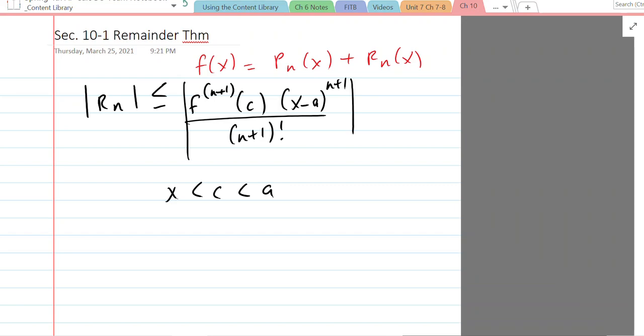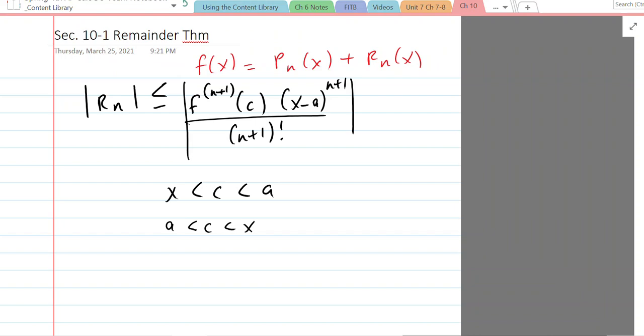I look at my remainder term again. But anyway, if it's the positive case, then a is less than c is less than x. If it's the negative case, then it's the other way around. Those are your choices. Basically, c is between x and a, because you can have it on the other side. If you had written x plus a, it would have been the other way around.